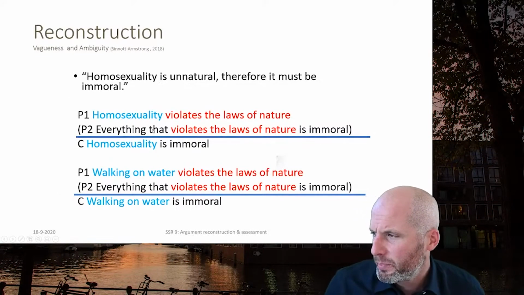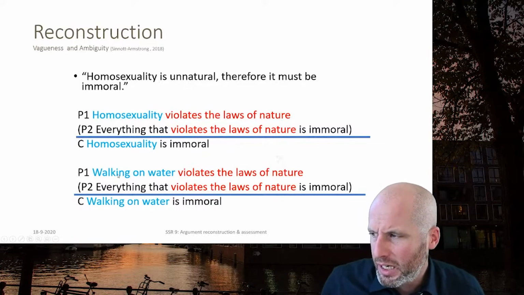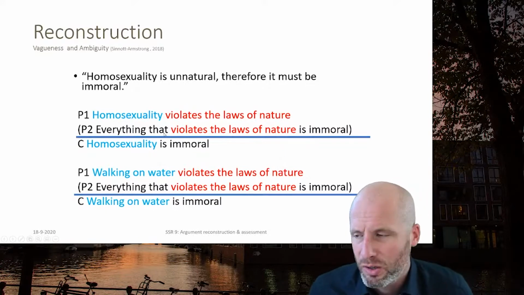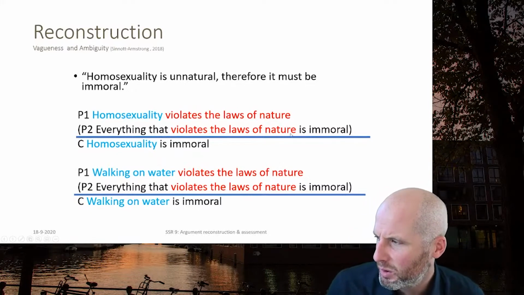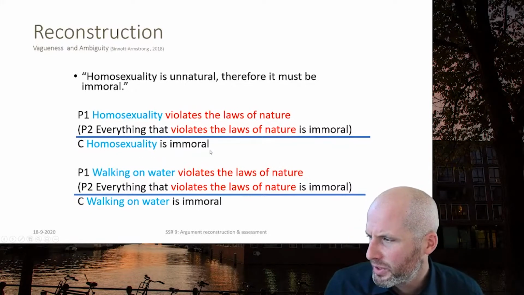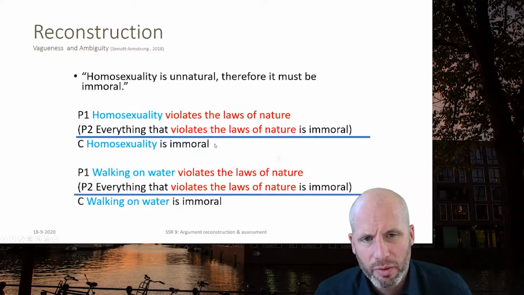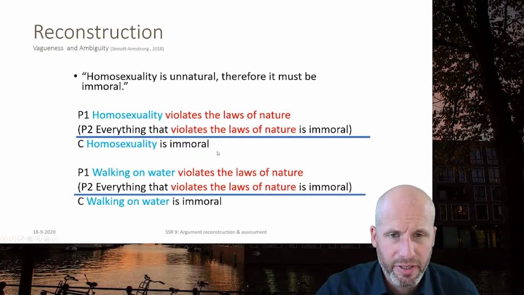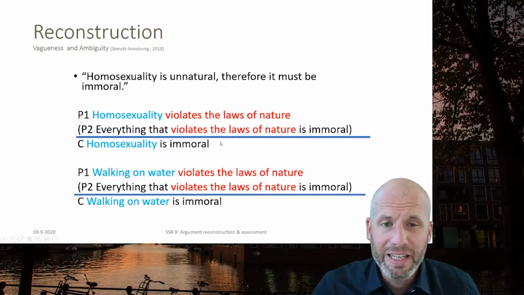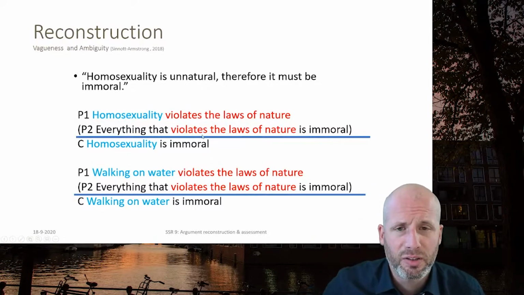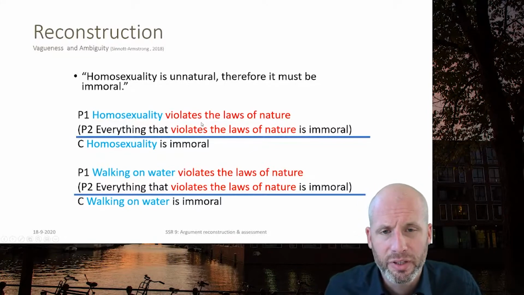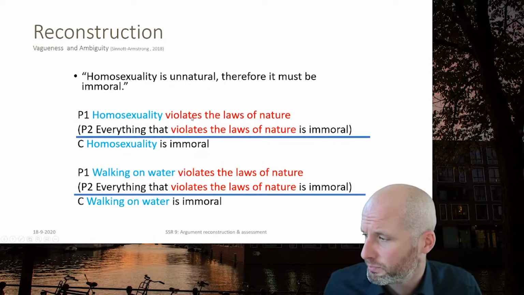So it could be that when people say unnatural, they mean something that violates the laws of nature. Everything that violates the laws of nature is immoral, therefore homosexuality is immoral, right? It's the same argument, but I give a more specific interpretation of what unnatural means. And then you can assess that, right? I'm not going to the full assessment, but I'll give you a counterexample to show you how silly the reconstruction of the argument would be using this interpretation of unnatural.